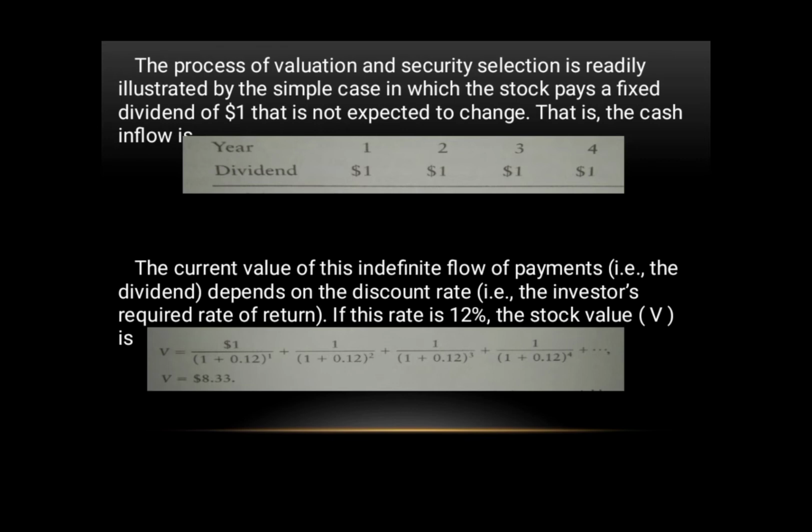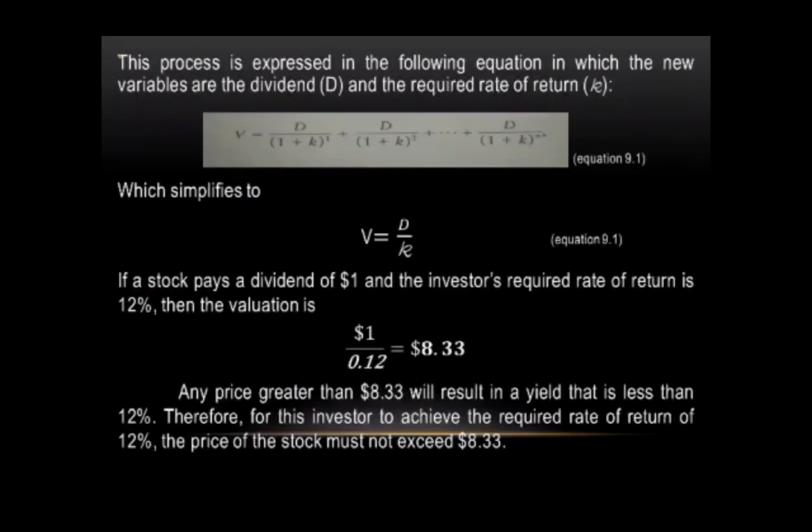So ang atong equation ani V equals D over K. V means stock value, tapos ang D mao ang dividend, ug ang K mao ang required rate of return. So ang atong stock value is $8.33.